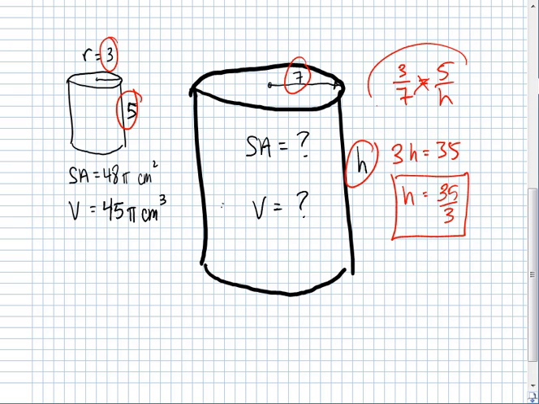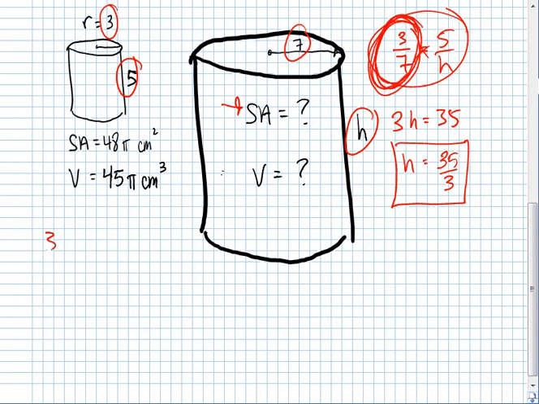It's the same ratio as the radii, so I just cross multiply and solve. How about the surface area? Well, it's not going to be 3 over 7. I'm looking for an area, which is a square unit, like centimeters squared. So I'm going to square my ratio.